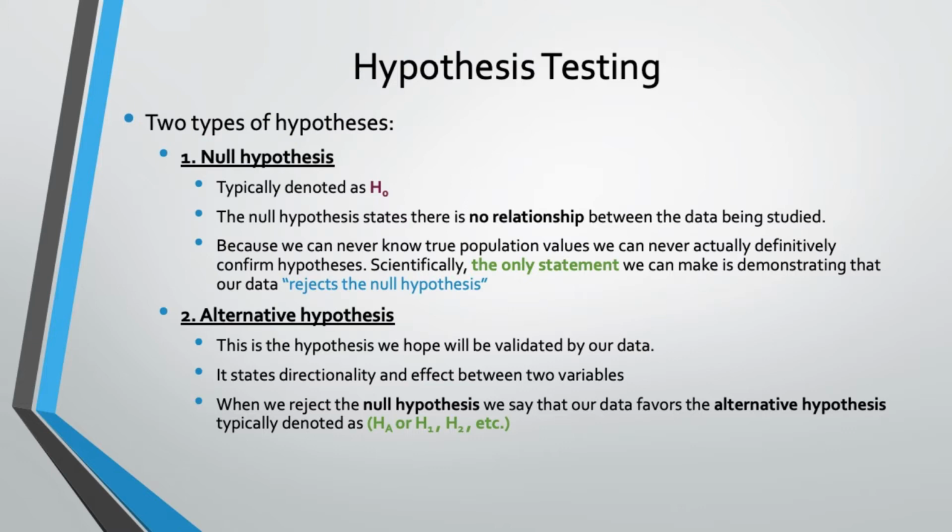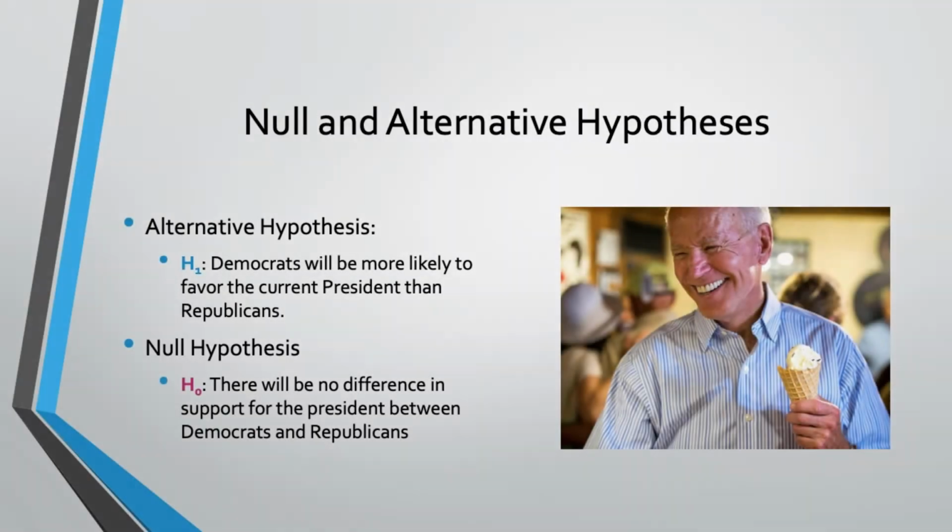Let's run through some examples to make sure you understand the difference between a null hypothesis and an alternative hypothesis. So the alternative hypothesis, we'll begin with this one, the one that you should be most familiar with, stating directionality, being plausible, all of those characteristics of hypotheses. For this one, we have: Democrats will be more likely to favor the current president than Republicans. Well, yes, that makes sense. The current president is a Democrat, so we should expect Democrats to be more favorable towards the president.